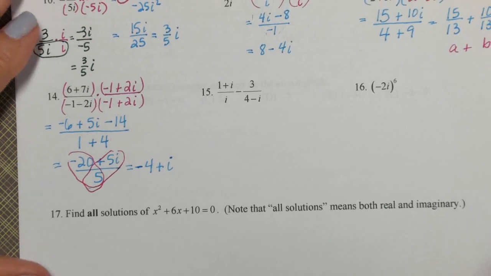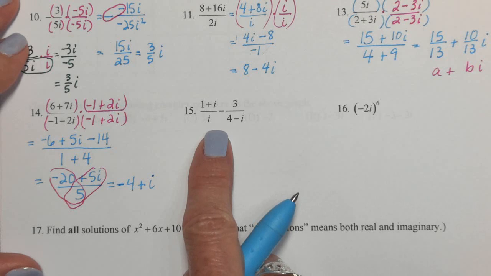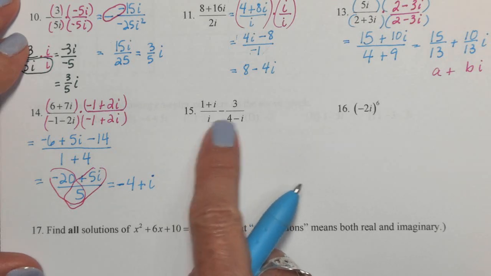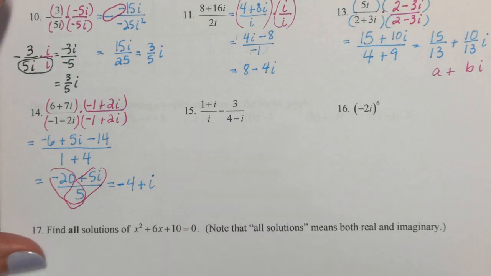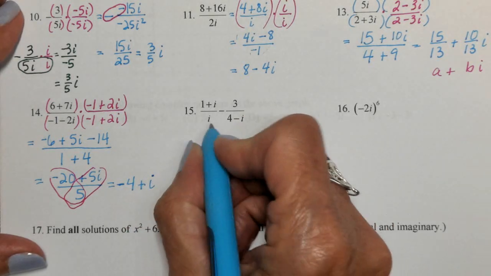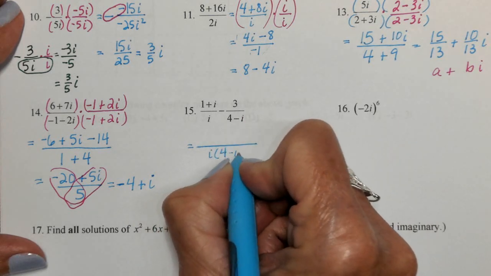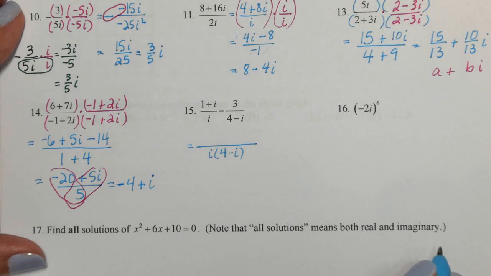Alrighty, number 15. It's getting a little bit more complicated here. Alright, 2 fractions. Well, when you add or subtract 2 fractions, we need a common denominator. And our common denominator will be the product of these 2 denominators, i times (4 minus i). That'll be the common denominator.